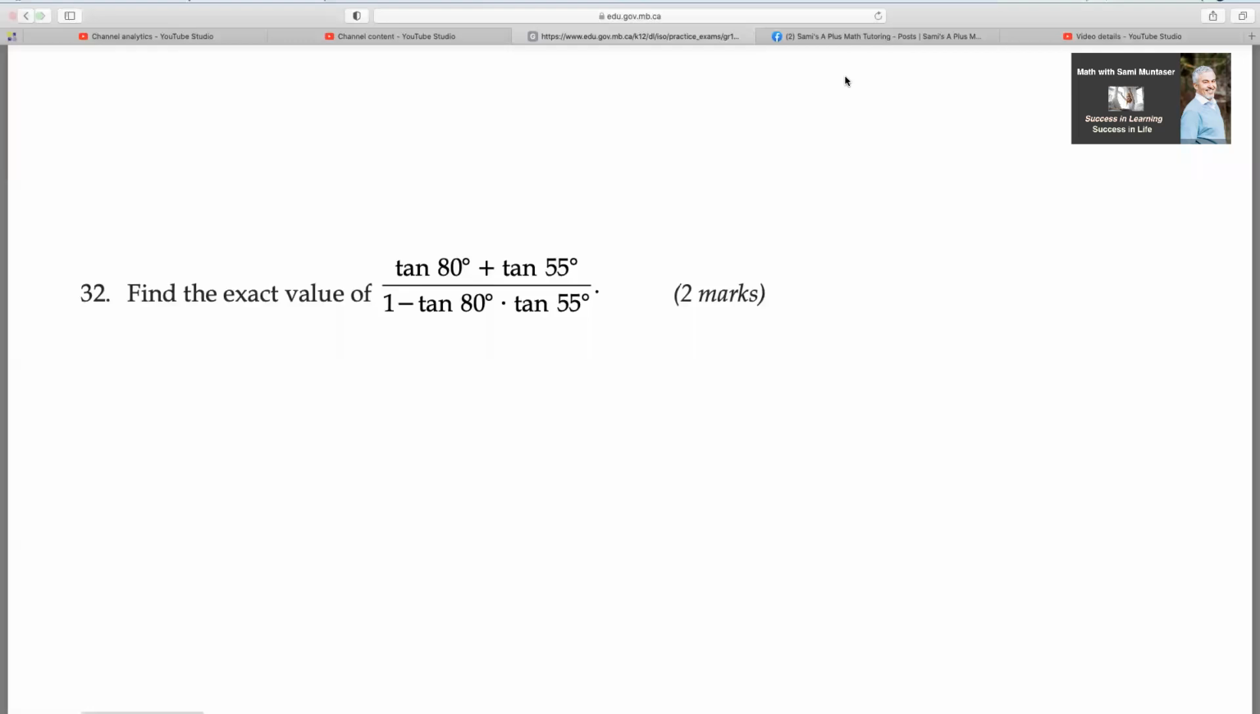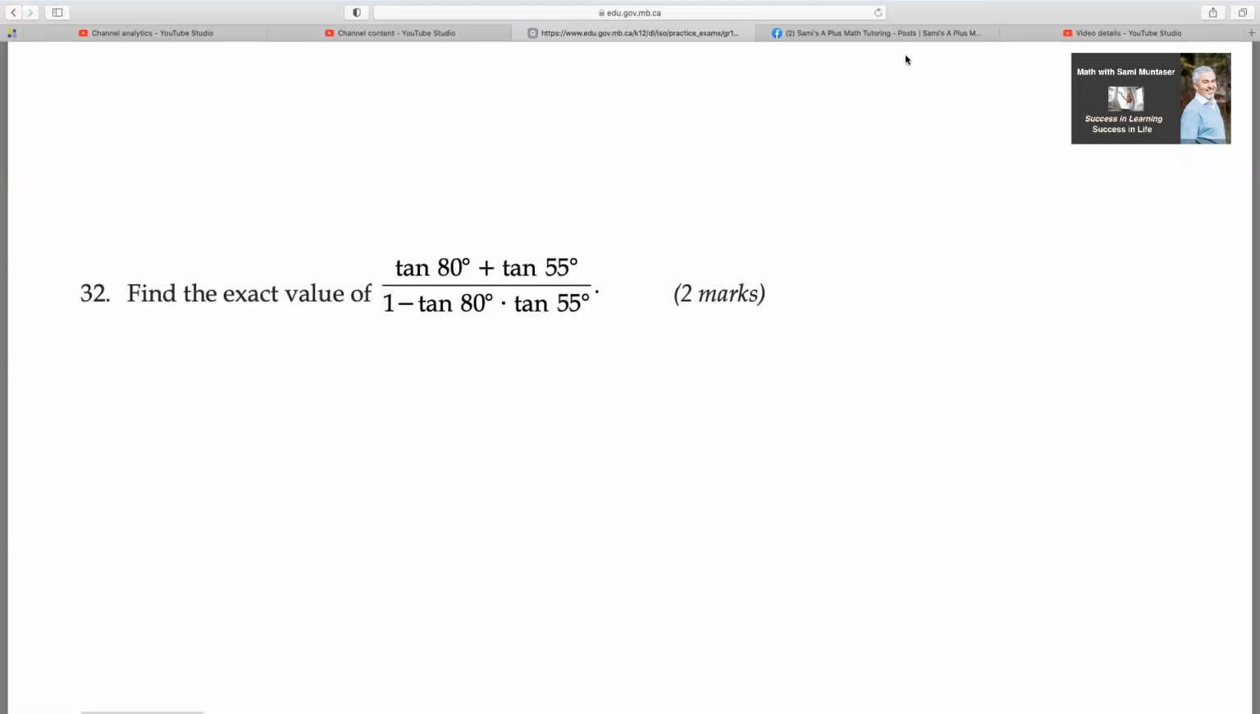Hey, last question. Thank God. So this question here, they say find the exact value. Now you look at this and you say 80, 55. What do you mean exact value? There's no exact value for 80 and 55 because we don't have special angle triangles that are 80, 55. However, there must be something that we could do here.